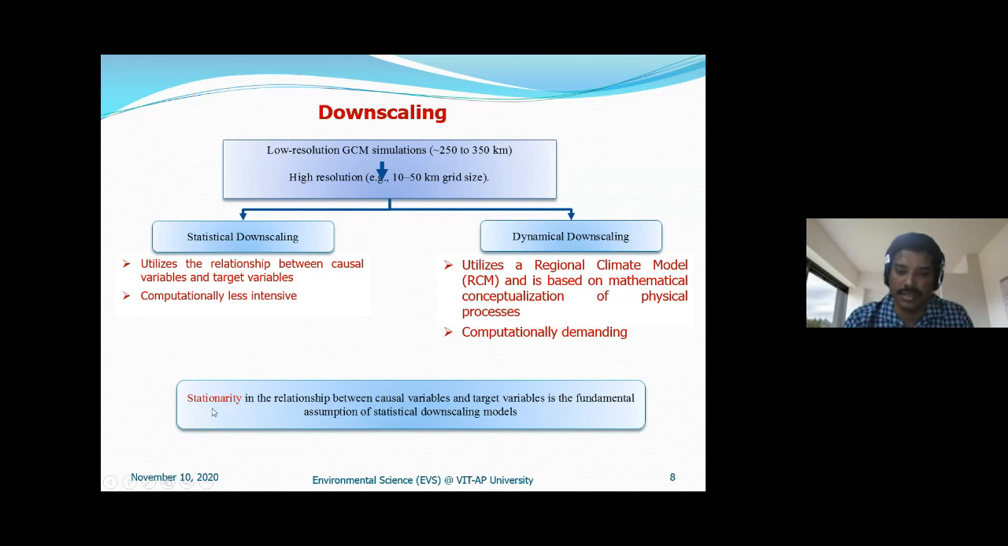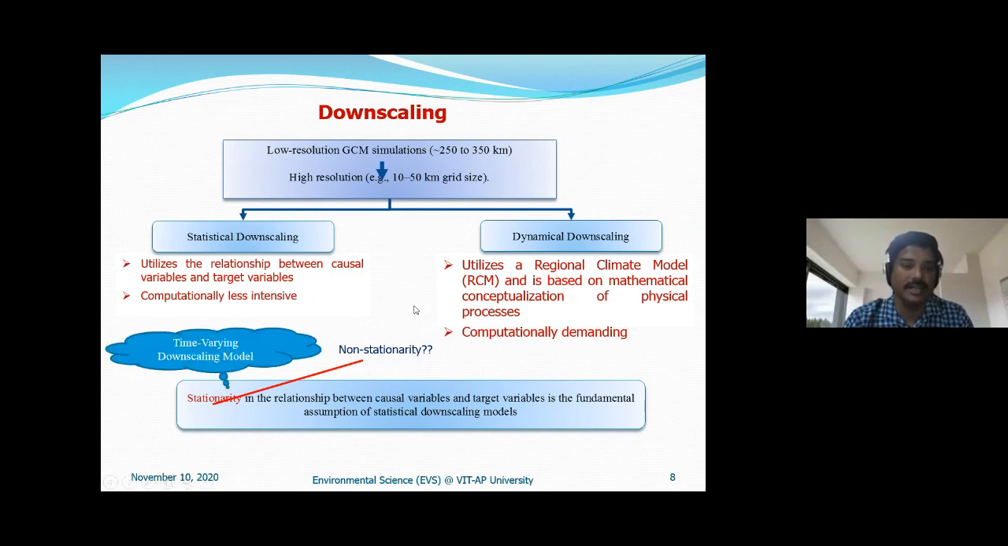Stationarity means the relationship, or whatever the methodology that I'm trying to develop, doesn't change over time. But again, now in the era of climate change and its impact, this may not be stationary anymore, so it may become non-stationary. So is there any non-stationarity in this relationship also? And if it is yes, then very recently we are trying to think about the time varying downscaling model, whether that could be more suitable or not.